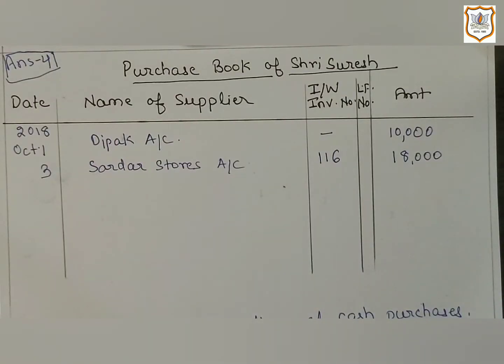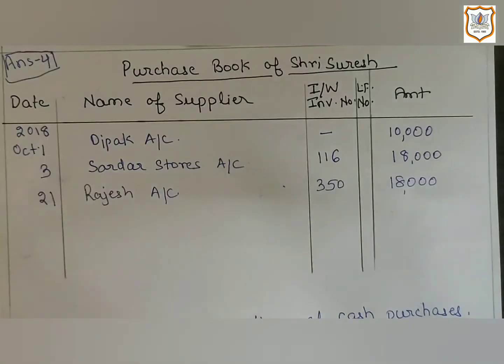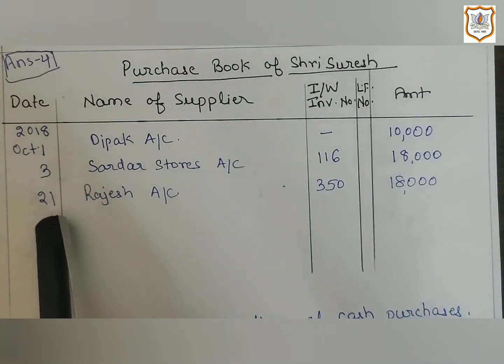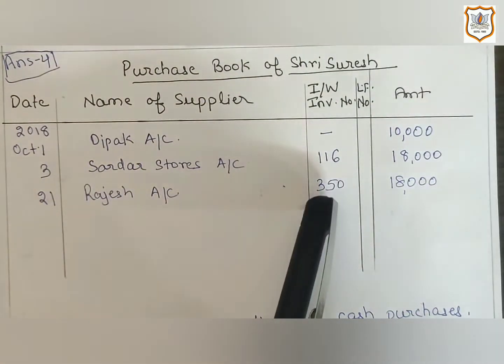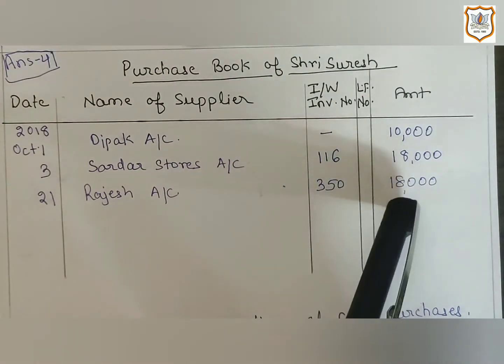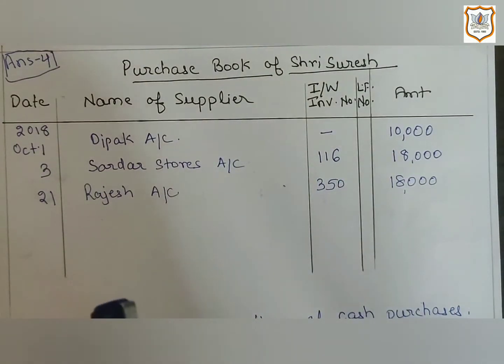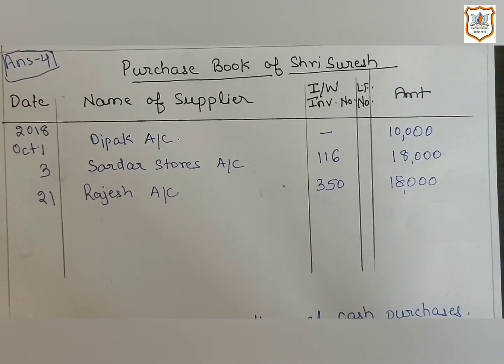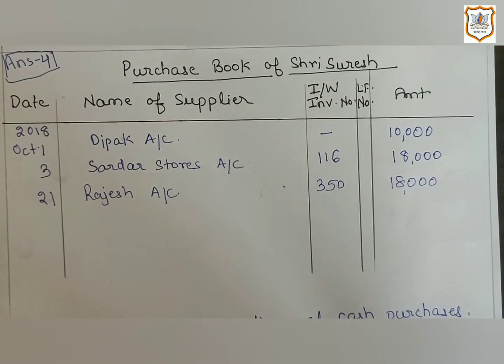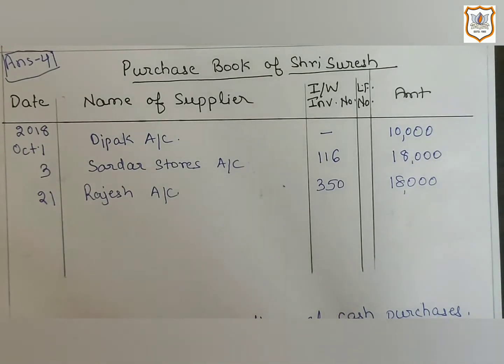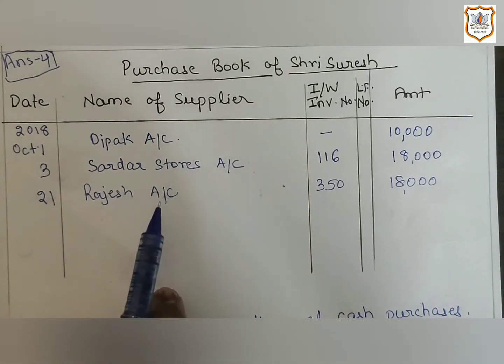Now date 21st, Rajesh has sent goods as per our order and sent invoice number 350 after adding 1,000 for railway freight. Now this transaction will be recorded date 21st, Rajesh account, inward invoice number 350, amount is 18,000. On date 15th, we placed an order with Rajesh, and now on date 21st, Rajesh is sending us goods as per our order. So here Rajesh is our supplier.